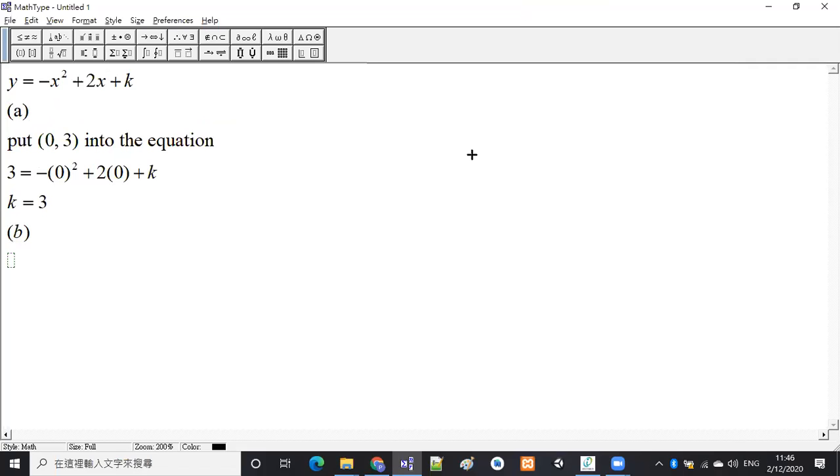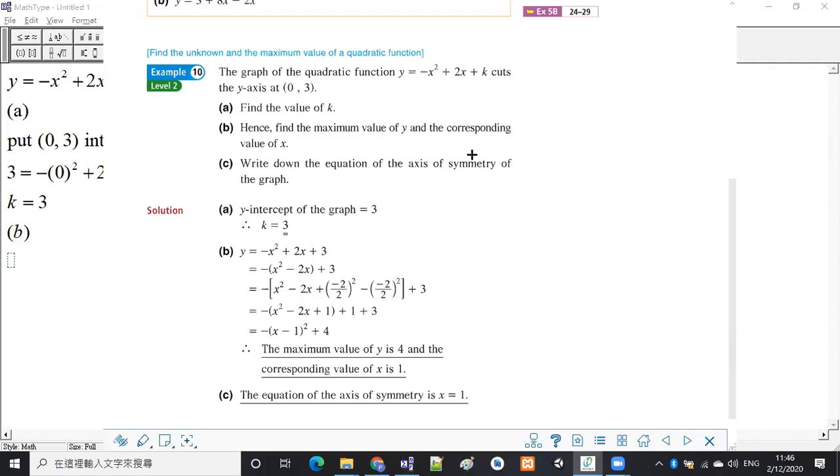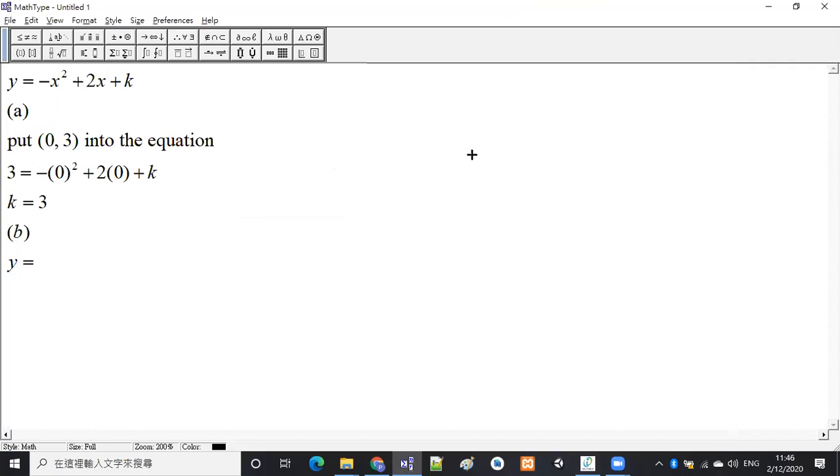And then for part B, hence find the maximum value of y and the corresponding value of x. This time the question asks you to find the maximum value and the corresponding value of x, so we need to change the equation to the AHK form. y equals negative x squared plus 2x, and we put the value of k back to be 3.